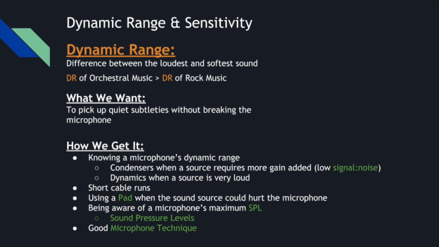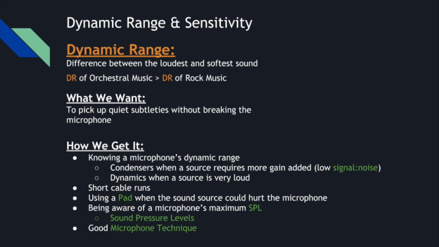Microphones will also sometimes come with a pad switch. It'll say minus 20 dB or minus 10 dB. Basically, that decreases your microphone's sensitivity, so it will require a little bit more gain to be as loud. But if you're using a really loud sound source, that can help you to not break your microphone or cause distortion in the sound when you make a really loud noise and your microphone can't handle it.